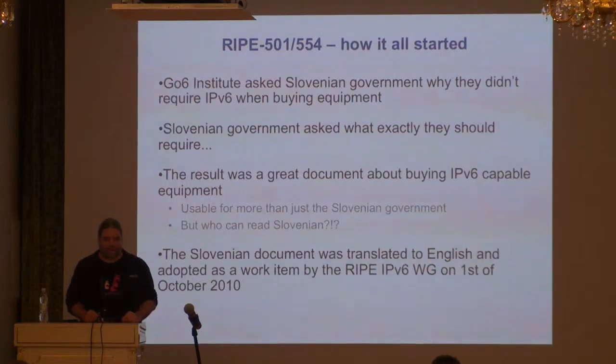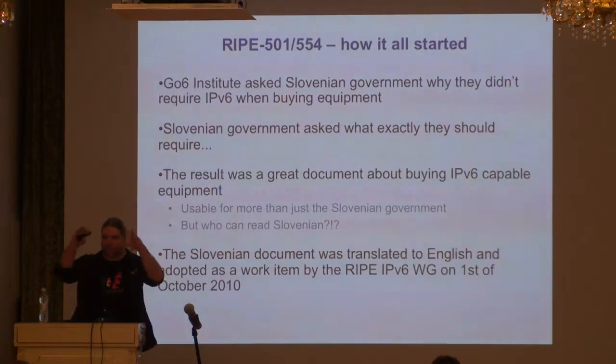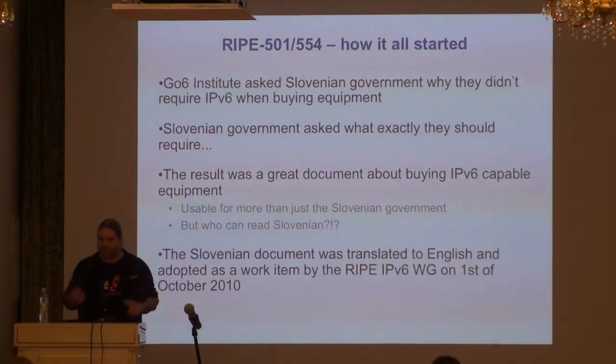Sander joined me as the co-author, mainly because I was too lazy to fix the Google Translate errors, and said, Sander, you fix it and you can join as a co-author. And then the roller coaster started. There was lots of feedback from the RIPE community, what to do, what to move from mandatory to optional. So this is a pretty solid document.